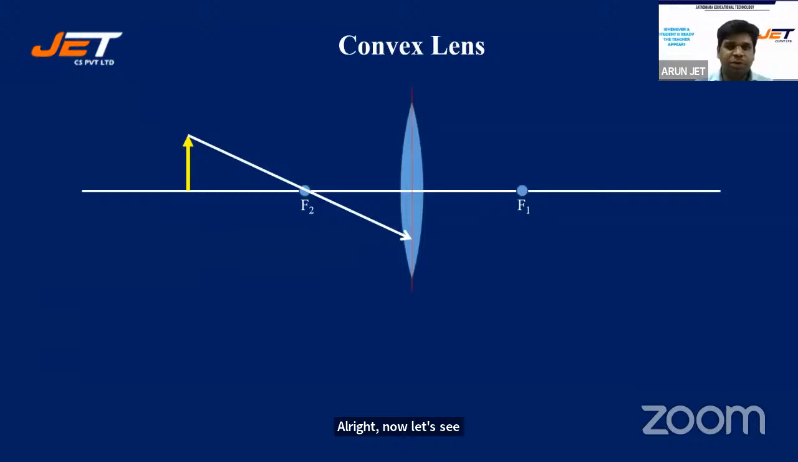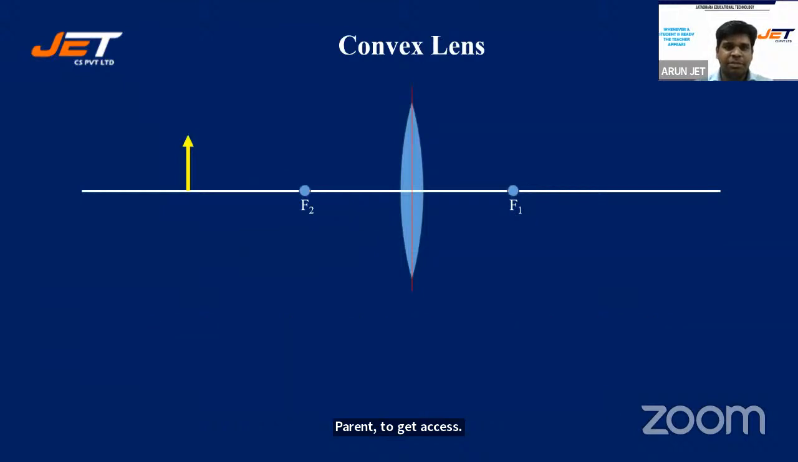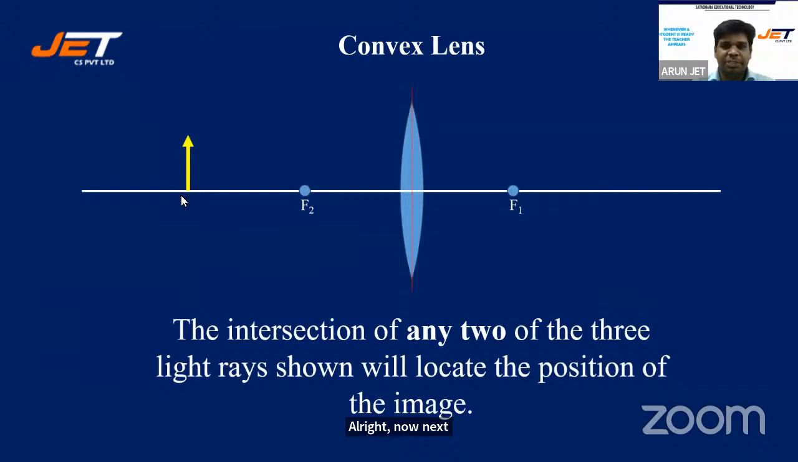A ray through F2 will emerge parallel to the principal axis. All right, now next. Now the intersection of any two of the three rays will locate the position of the image. We are locating the image given a lens and object. All right, given a lens and object, we are locating the image.